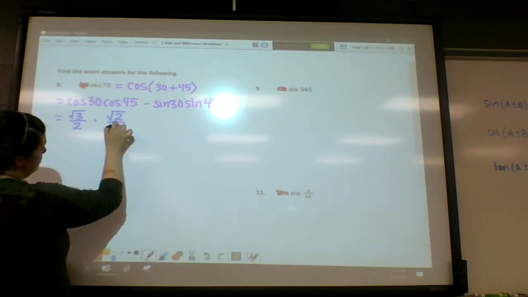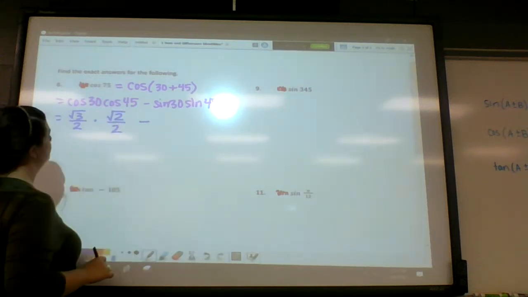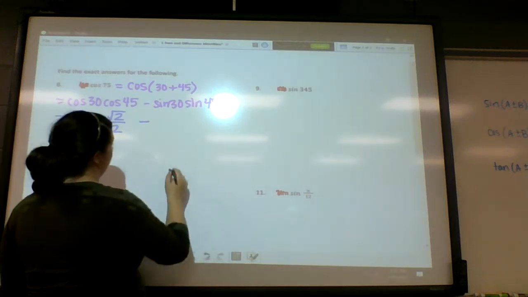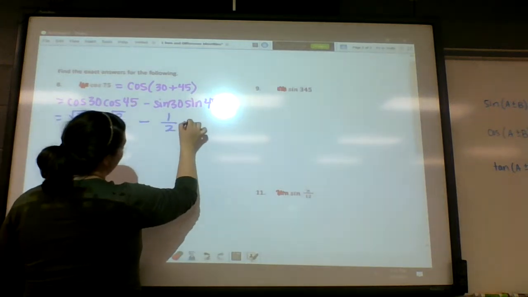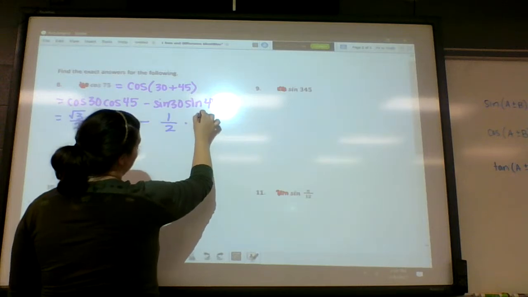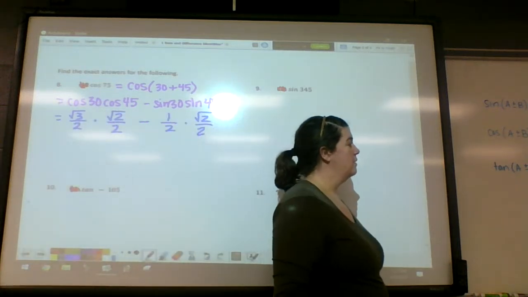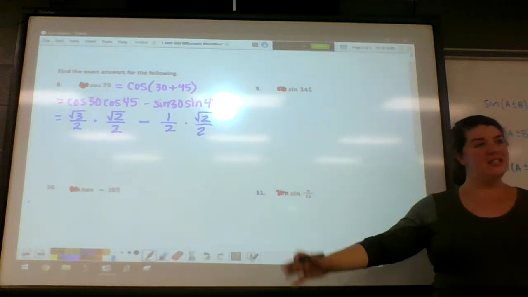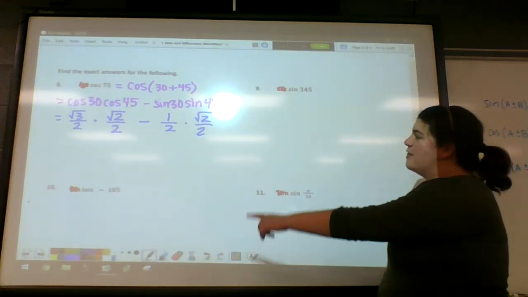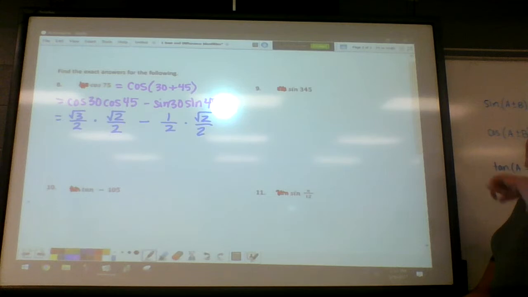Square root of 2 over 2 minus, what's the sine of 30? 1/2. And then the sine of 45? Square root of 2 over 2. And we're going to simplify this as best we can, all right? The first set of multiplication we have is square root of 3 over 2 times square root of 2 over 2. So what does that turn into?